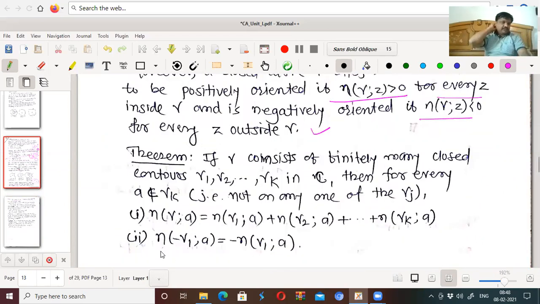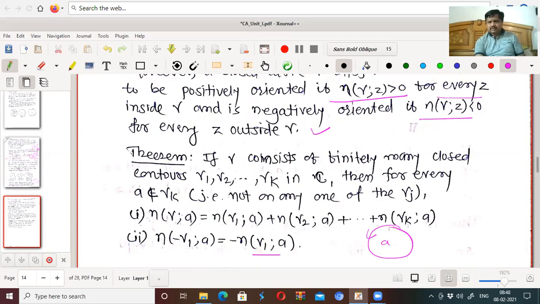And n of minus gamma 1 about A is nothing but minus n of gamma 1 about A. That is, only the direction is opposite. If you reverse the curve, then the number just becomes negative. So if we take this side about A, n of gamma about A is plus 1, and if we take along this direction, n of gamma about A becomes minus 1, and that can be written as n of minus gamma 1 about A also, which is the same.